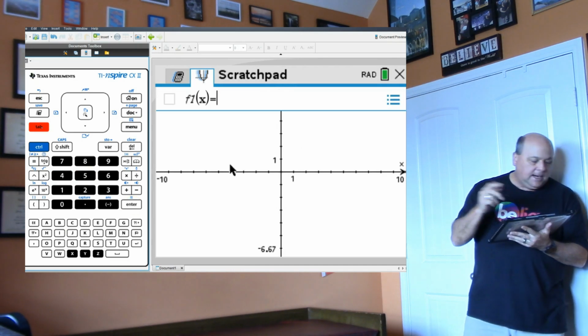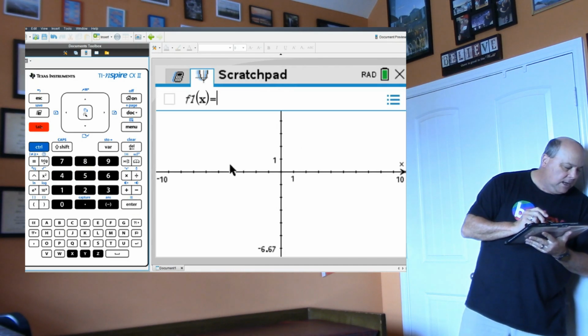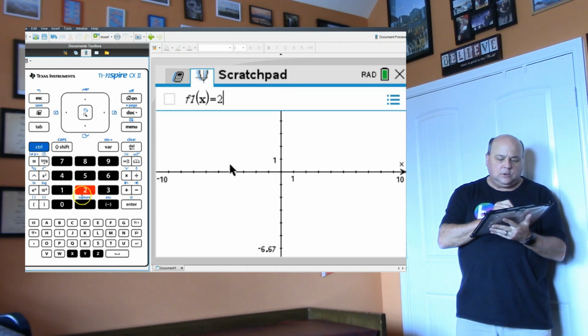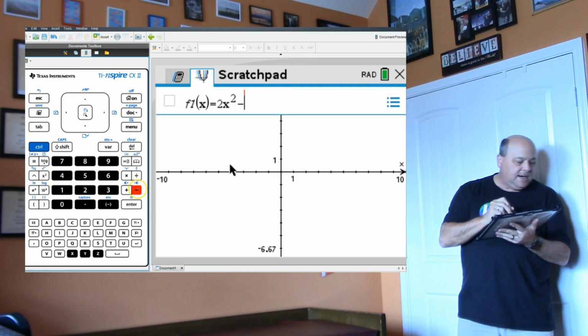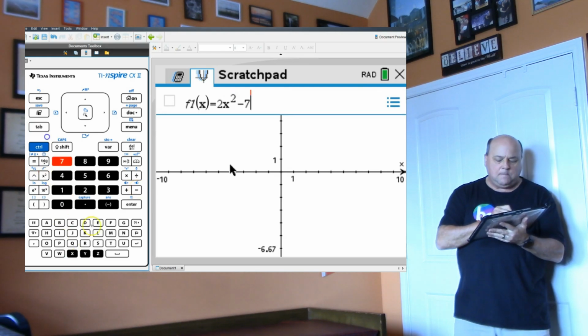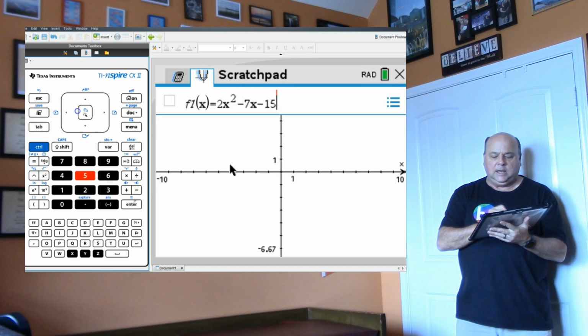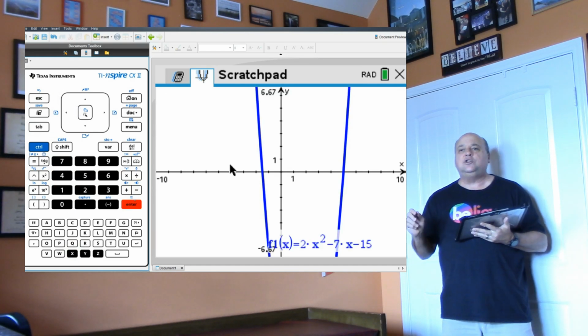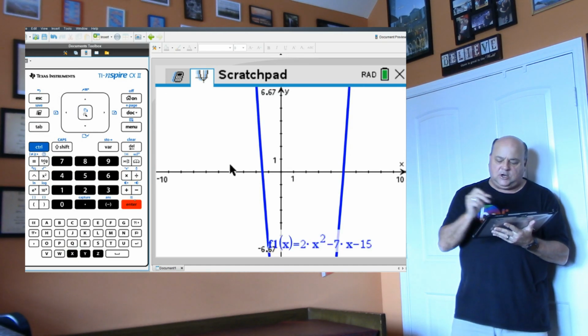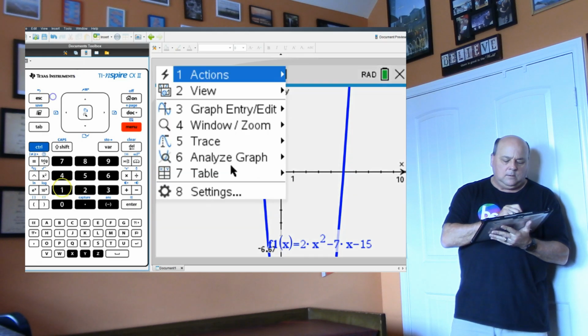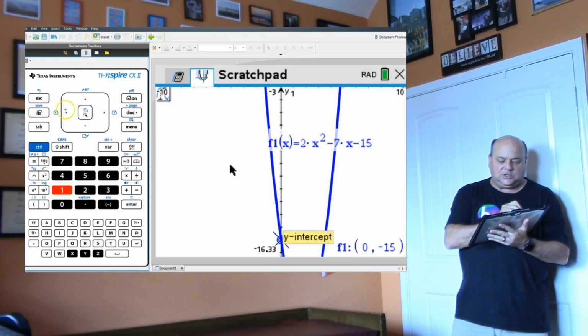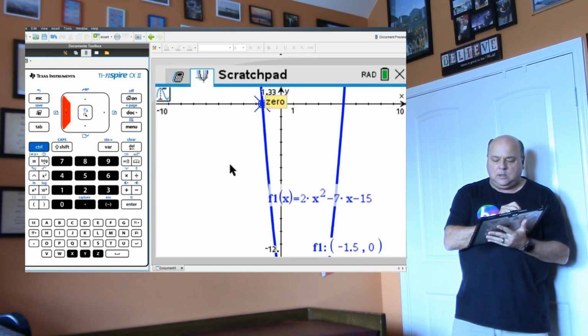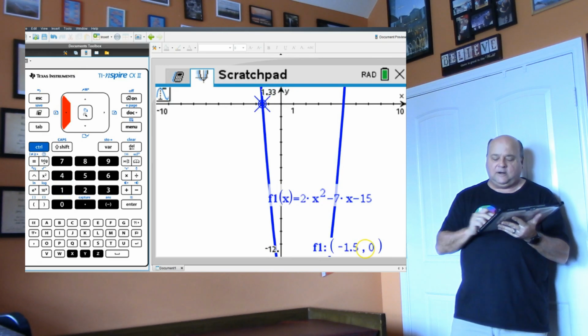Hit tab. And now let's graph in the problem. It's 2x squared minus 7x minus 15. Hit enter. All I need are the x-intercepts. So I'm going to hit menu 5-1. And now I'm going to graph to these intercepts. I'm going to go to the left. And bam, my zero is negative 1.5.